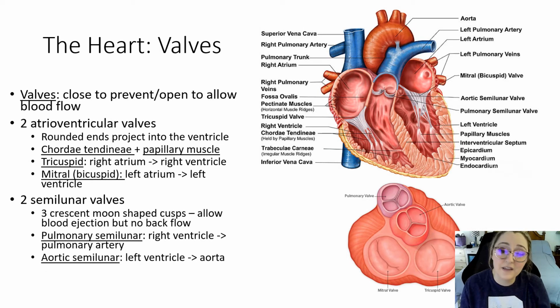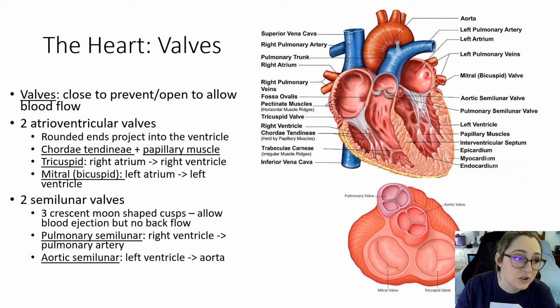So valves. Valves of the heart are very, very important. If your valves are malfunctioning, that means you're having blood leaking through or not coming through enough. These valves are so important that they are what makes the lub-dub noise when you hear someone's heart beating in their chest. We'll talk about that in a bit. So these valves are going to close to prevent or open to allow blood flow. Obviously, they're kind of like little gates or doors.